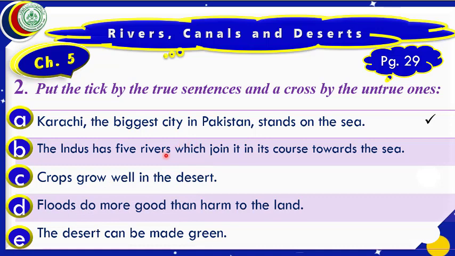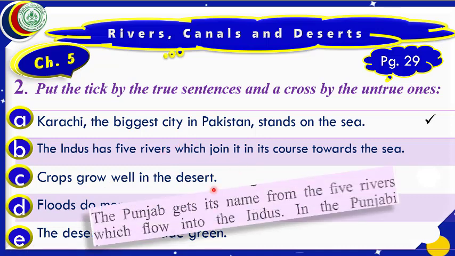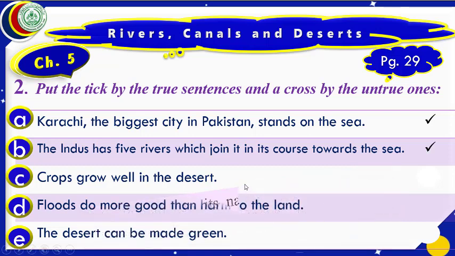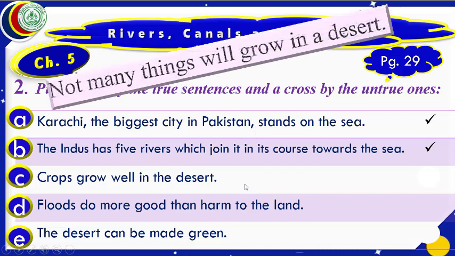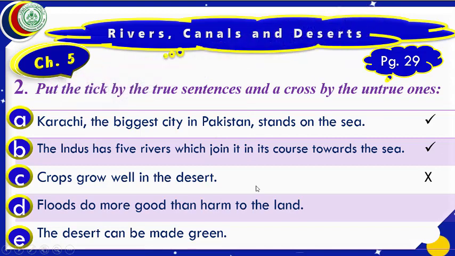The Indus has 5 rivers which join it. Yes, there are 5 rivers. It is written in the lesson. The Punjab gets its name from the 5 rivers which flow into the Indus. This part is true also. Next part is, crops grow well in the desert. In the desert, do crops grow well? No. It is written in the lesson also. Not many things will grow in a desert. That is why this part is false, untrue.